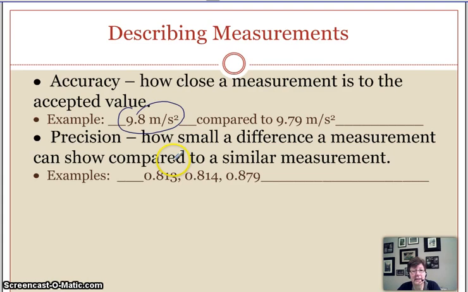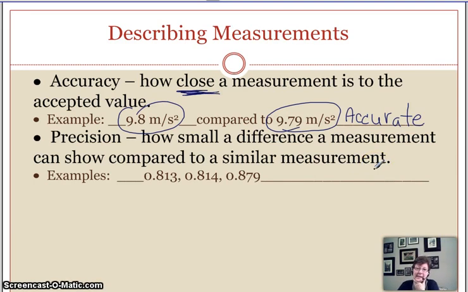And if you had done a physics experiment, which you will in a couple of weeks, to measure that value, and you came up with this number, 9.79 meters per second squared, well, that is definitely close. And so that would certainly fit the bill to be reasonable to call it an accurate measurement. So your measurement of 9.79 meters per second squared would be accurate. Precision, on the other hand, refers to how small a difference a measurement shows when you compare it to a set of similar measurements.